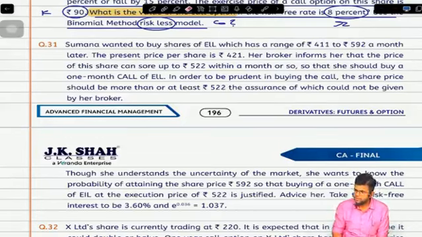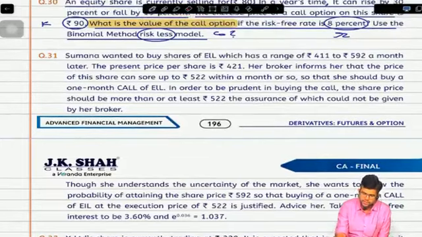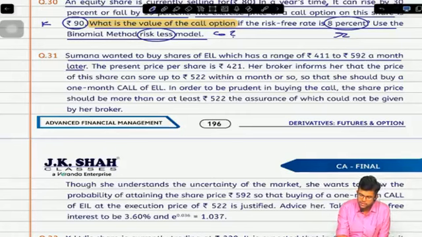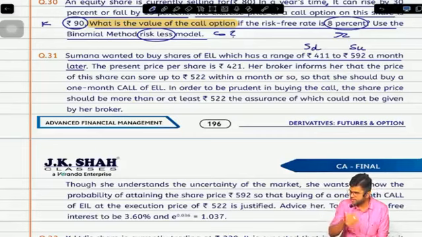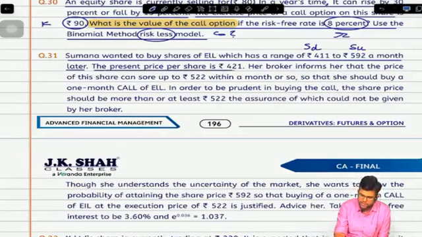Read the question. What is Sumana saying? Sumana wanted to buy shares of this company which has a range of 411 to 592 a month later. Are you all able to understand that this must be SD and this must be SU? This language you will understand if I say SU and SD, spot after some time, up and down. Everyone clear? The present price per share is 421. What is this? This, do you realize, is S0.